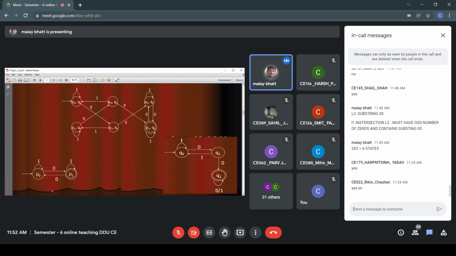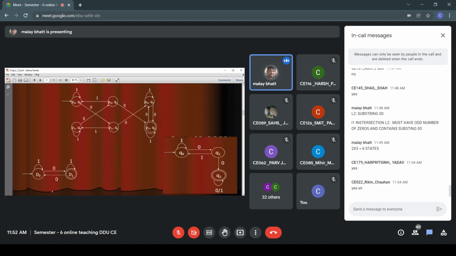So now we can consider the P0 Q2 state. From P0 on input 1, it is P0, and Q2 on input 1 is Q2. P0 on input 0 is P1, and Q2 on input 0 is Q2. So we are getting one more reachable state from the initial state, that is P1 Q2.